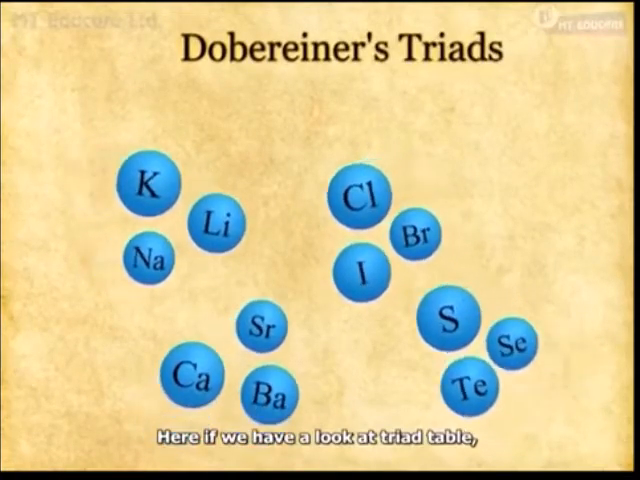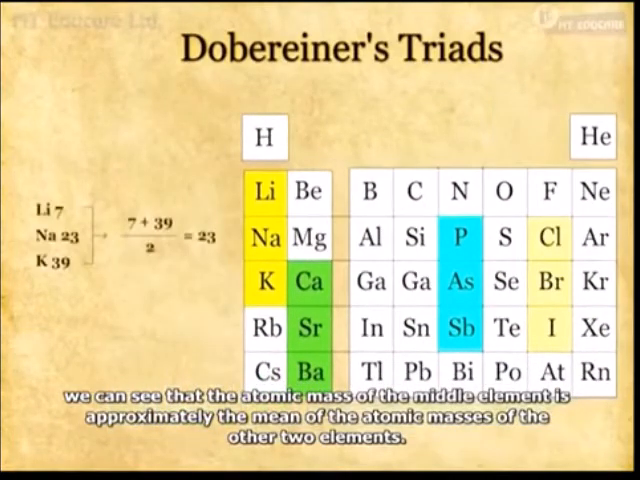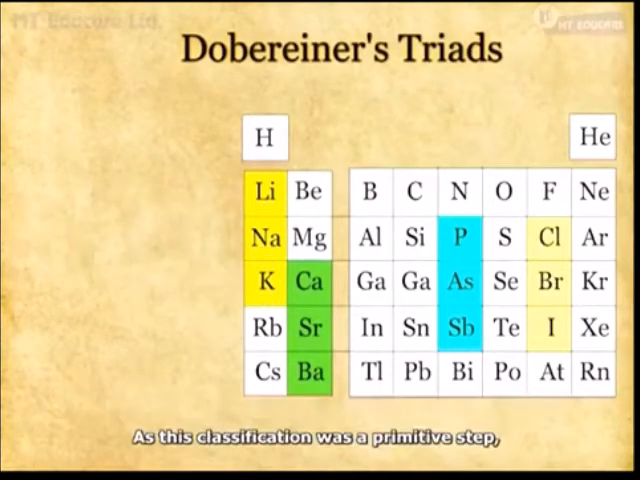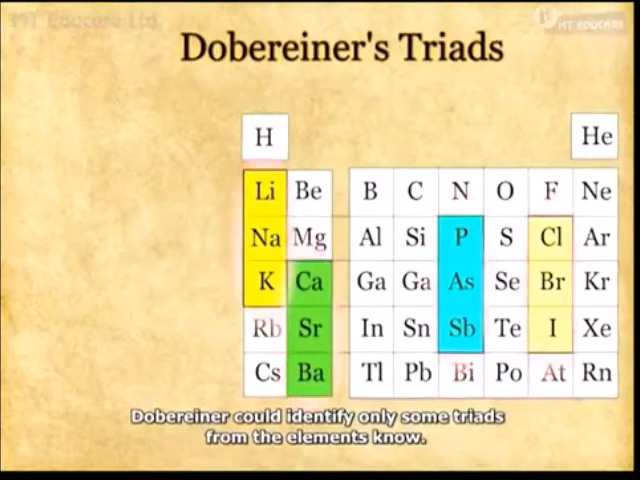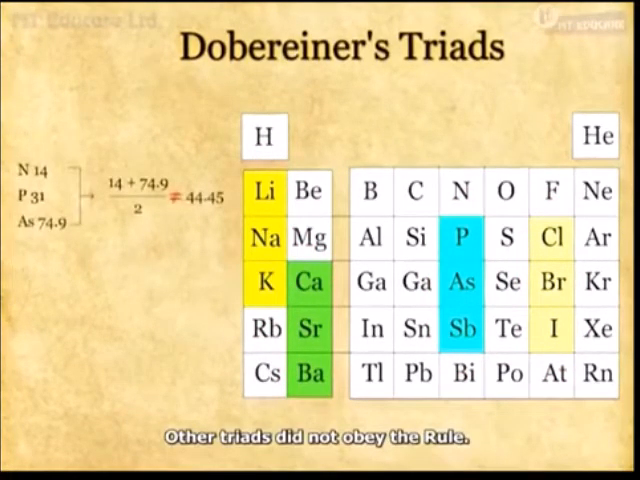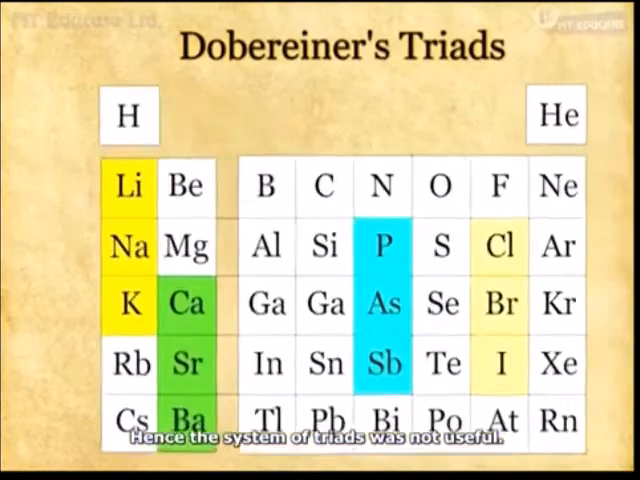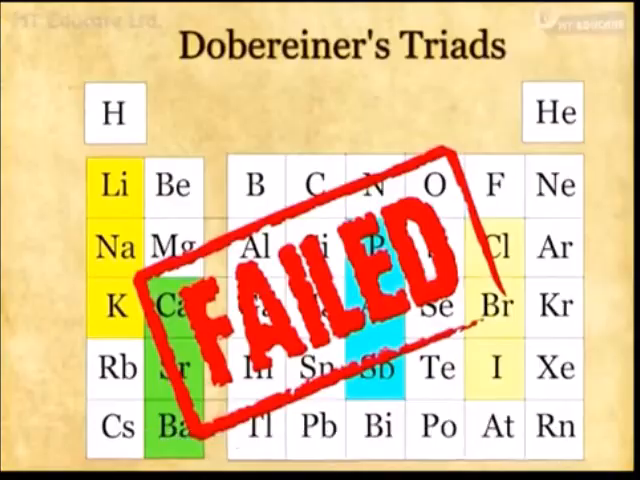Here, if we have a look at triad table, we can see that the atomic mass of the middle element is approximately the mean of the atomic masses of the other 2 elements. As this classification was a primitive step, Dobereiner could identify only some triads from the elements known. Other triads did not obey the rule. Hence, the system of triads was not useful.